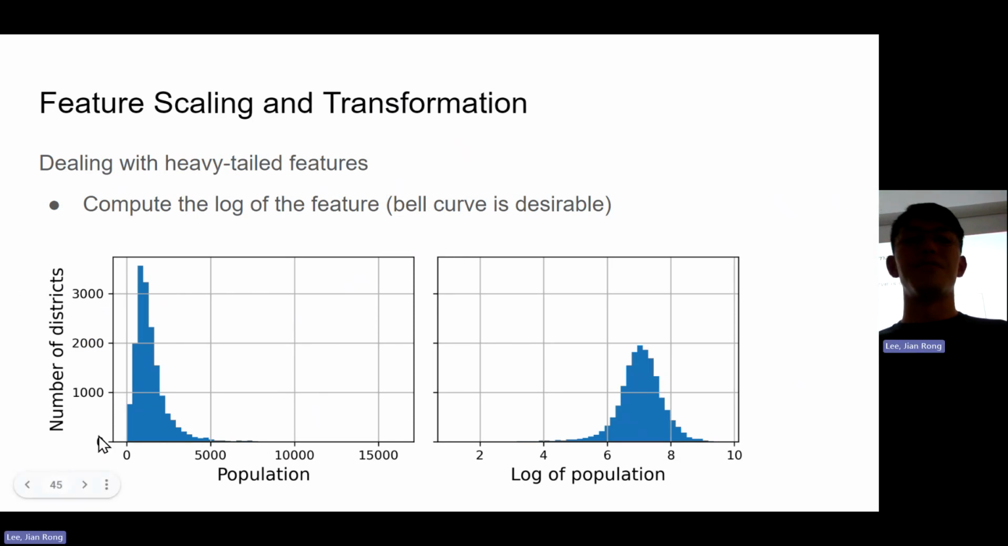As you can see on the left here, this is not a normal distribution. It's very skewed and it's very tail heavy because it has a long tail, right? So to deal with these tail heavy features, instead of just standardizing them, we can calculate the log of the feature. So we just take every input in that column and we take the logarithm, and we'll end up with something that looks more or less bell curve shaped, which is what we want.